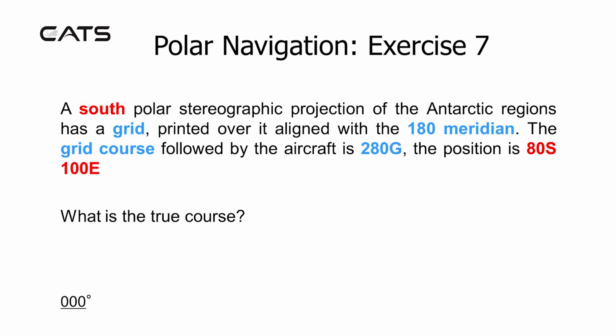Exercise 7. A south polar stereographic projection of the Antarctic regions has a grid printed over it aligned with the 180-degree meridian. The grid course followed by the aircraft is 280 grid. The position of the aircraft is 80 south, 100 east. What is the true course?